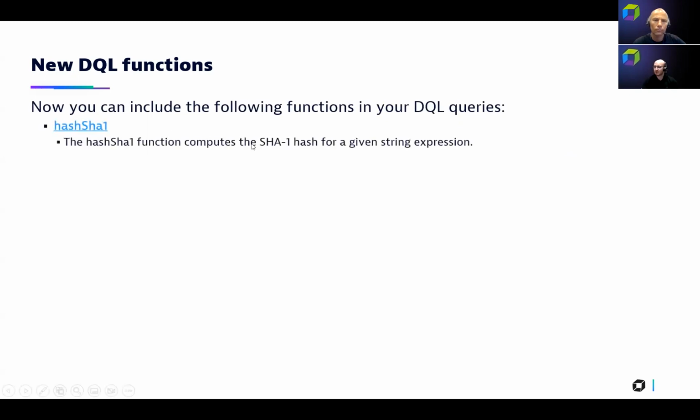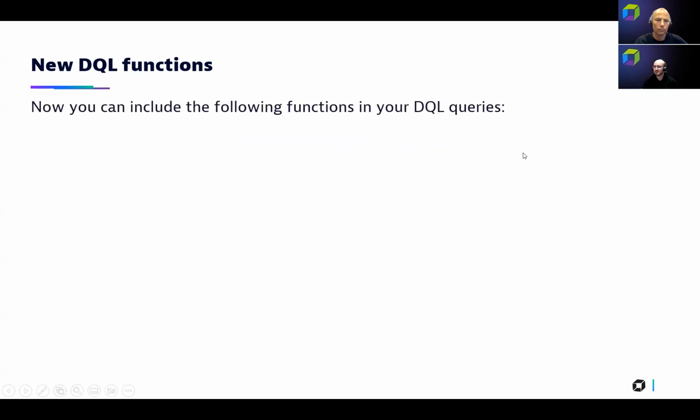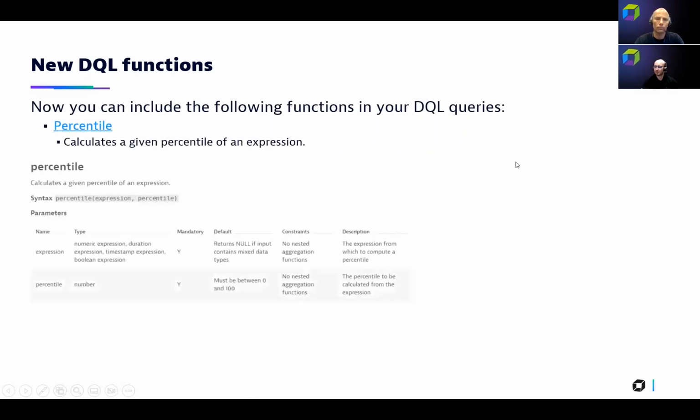So another one is the SHA-1 hash for the given string expression. This is also possible in the same way. Here is the correct example. You just need to check this documentation, and that's all. And the last one is the new function, the percentile function. It helps to calculate a given percentile of an expression for you to narrow down your analysis or to create a specific group of your data by using this syntax.